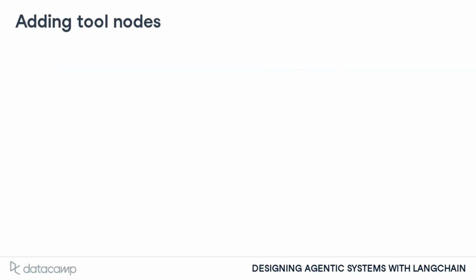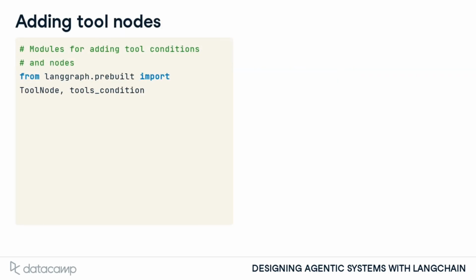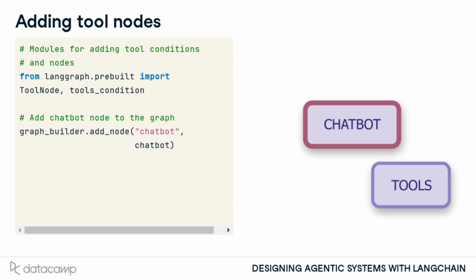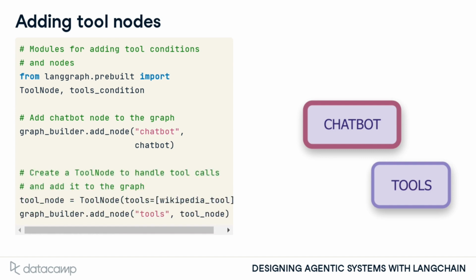Now that we have our Wikipedia tool, the next modules imported for us, called Tool Node and Tools Condition, will help us add the tool to our chatbot's graph. As with the basic chatbot, we'll start by adding our chatbot node, labeled Chatbot, to the graph builder using the add node method. Then we'll define a tool node by passing in the Wikipedia tool to the tools argument in LangGraph's tool node class, before adding this node, labeled Tools, to the graph builder.